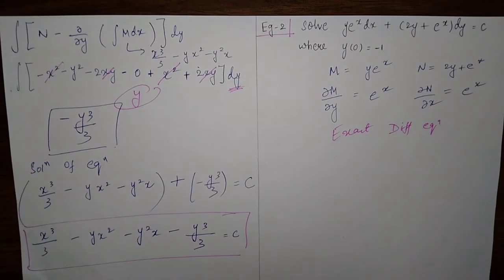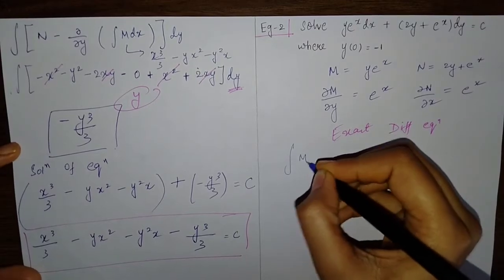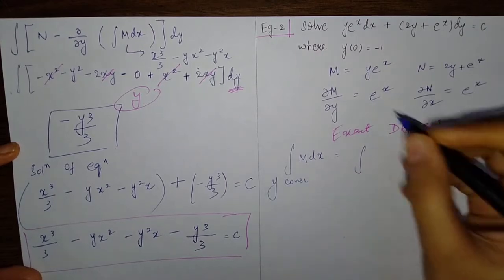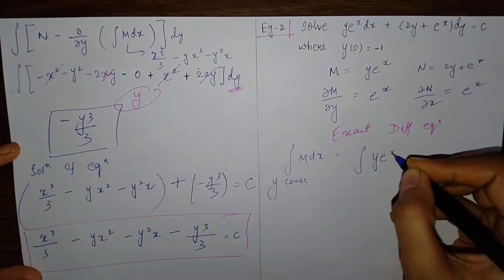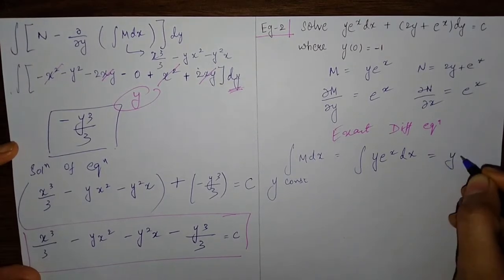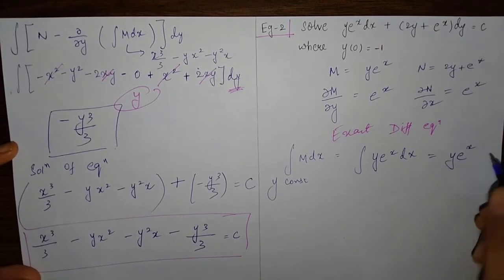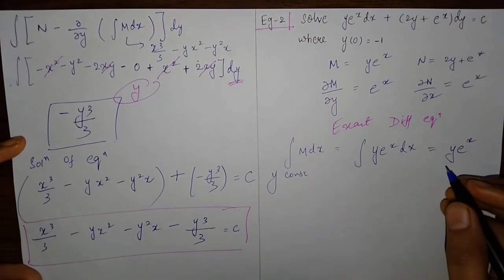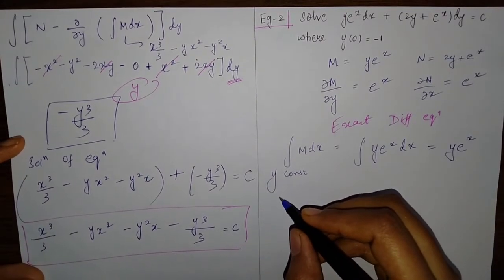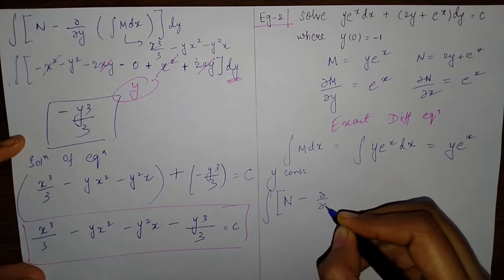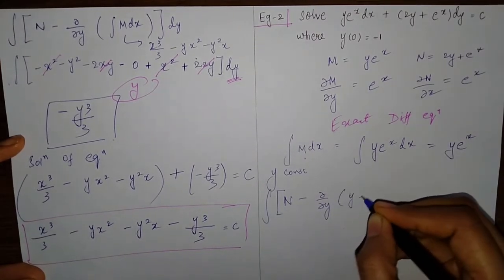Okay, and as it is an exact differential equation, we will follow the steps. So first of all, we will find integral m dx, keeping y constant. So what is our m? y e raised to x dx, and if you integrate it, then you will get y e raised to x, because y is constant and integration of e raised to x is e raised to x. Okay. Now step number 3, that is n minus del by del y of integral m dx.